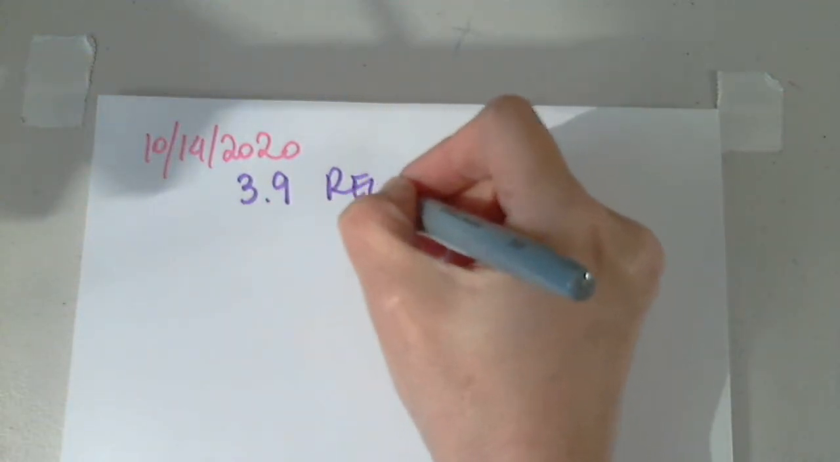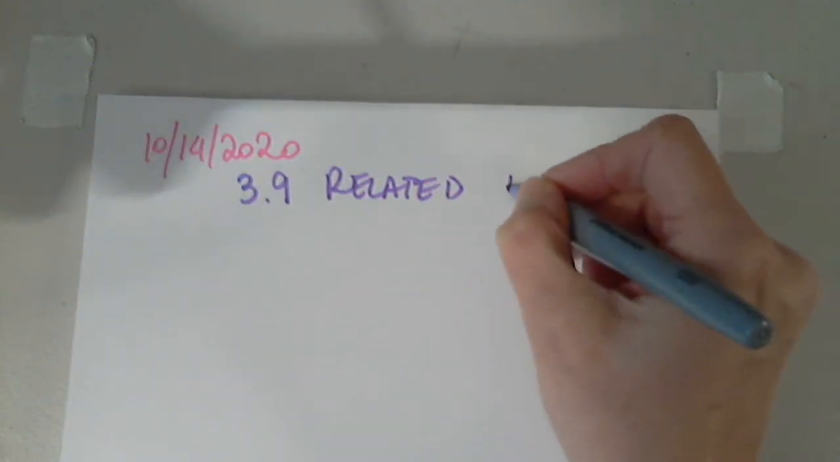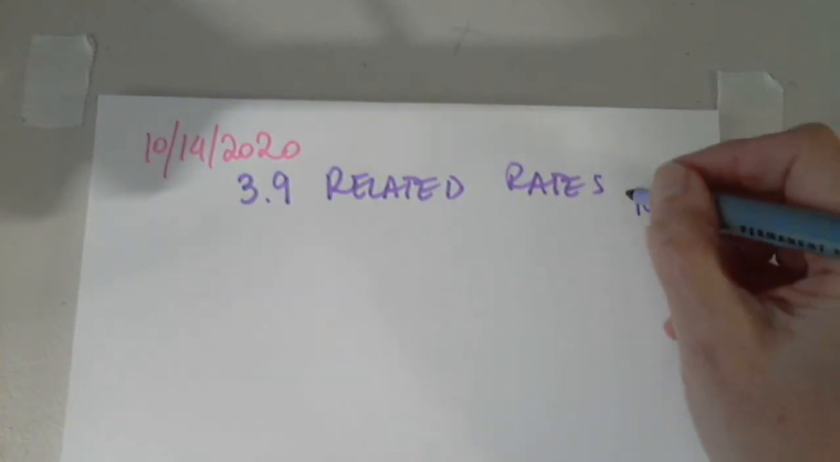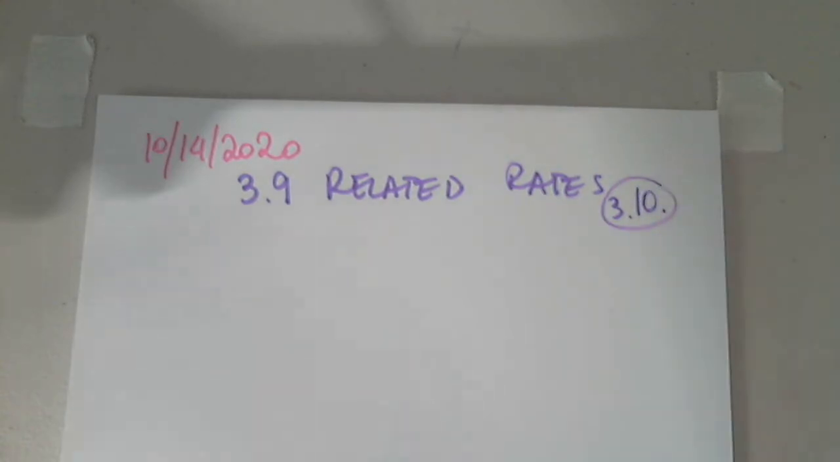3.9 related rates, and there is a tiny leftover from 3.10. Okay, related rates. Okay, what does this mean, and what is the idea here?